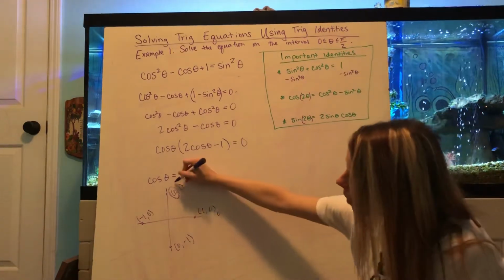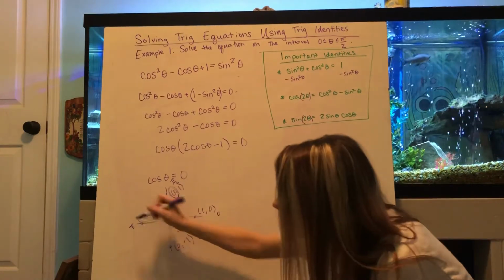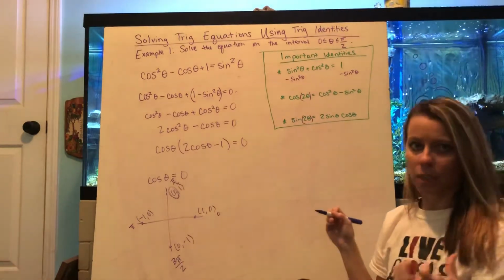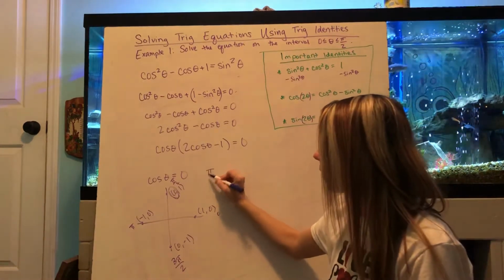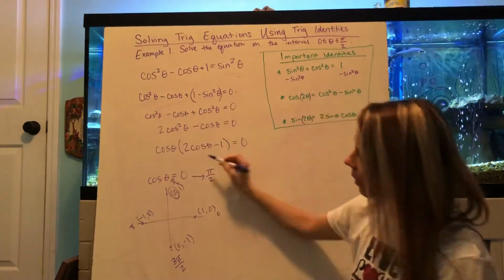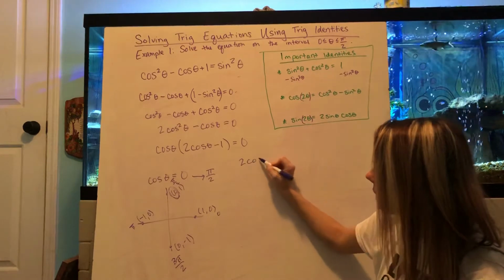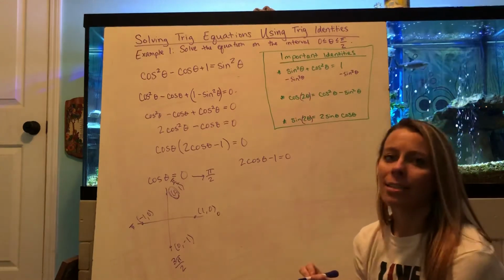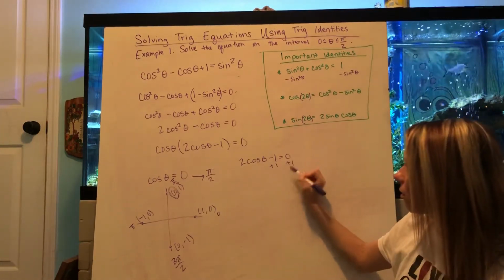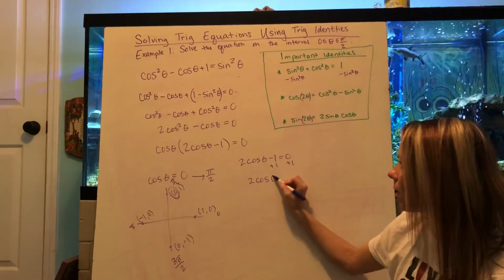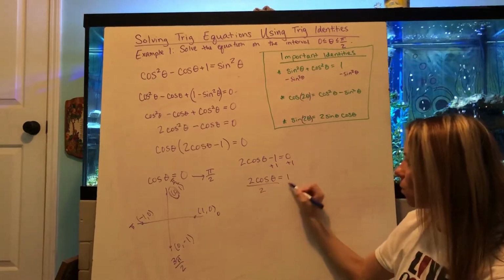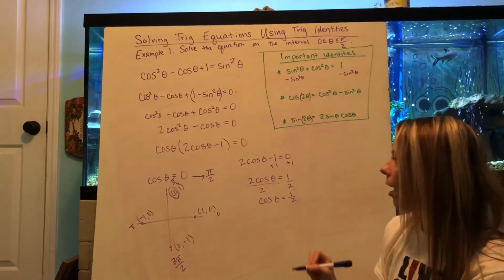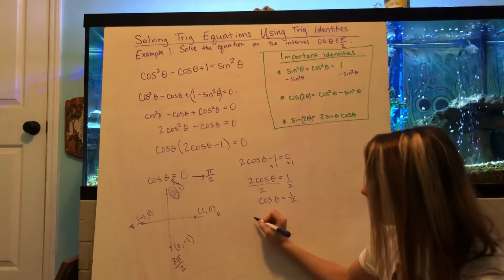Remember, it's 0, pi over 2, pi, 3 pi over 2. So pi over 2 or 90 degrees, that's one answer. So I'm going to go ahead and write pi over 2. That comes from that one. Now I'm going to do 2 cosine theta minus 1 equals 0. So I'm going to isolate cosine, add 1, 2 cosine theta equals 1, divided by 2. Cosine theta equals 1/2.